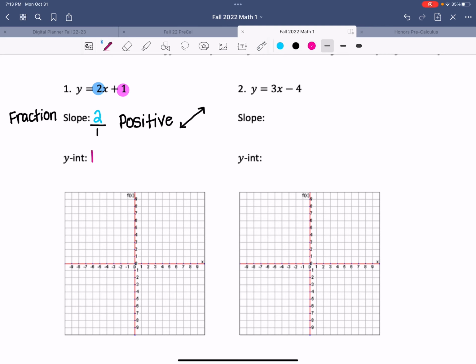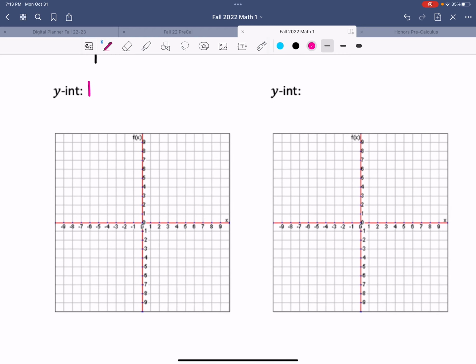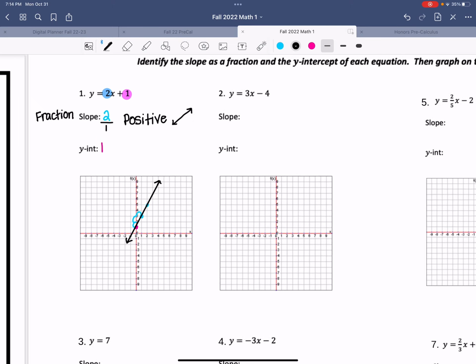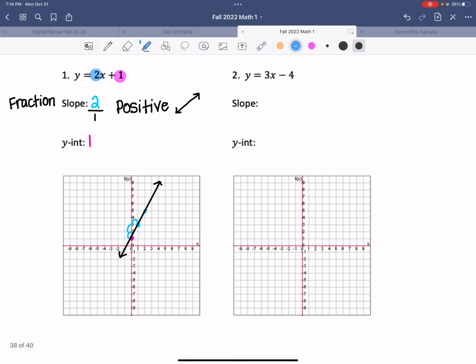Okay, so we're going to plot our y-intercept. On my graph, I'm going to go to +1, and there's my y-intercept. From there, we're going to go up 2, so 1, 2, and then to the right 1, and there's my new point. I can do this again: up 2 and right 1, and it would plot me there again. I can connect these, and there's my line. I can see that it is going up. It's a positive slope.